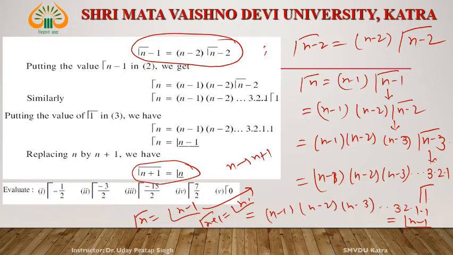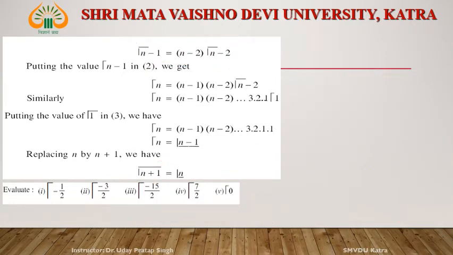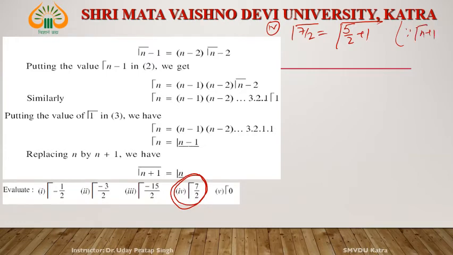Now see some problems. First, start from this fourth one. What is gamma of 7 by 2? Gamma of 7 by 2, we can write it as 5 by 2 plus 1. It means we compare it with gamma of n plus 1. And what is gamma of n plus 1? N into gamma n. What is n? If we compare with 5 by 2 plus 1, n is equal to 5 by 2.